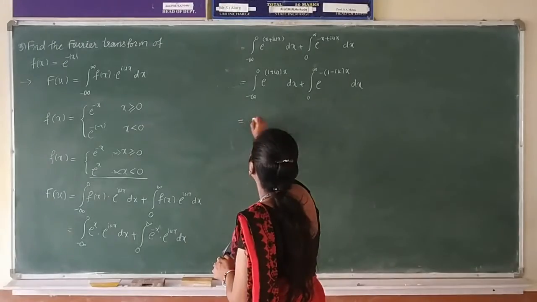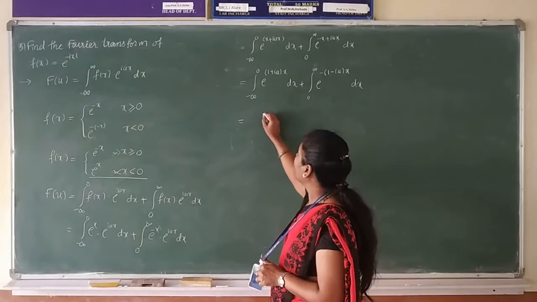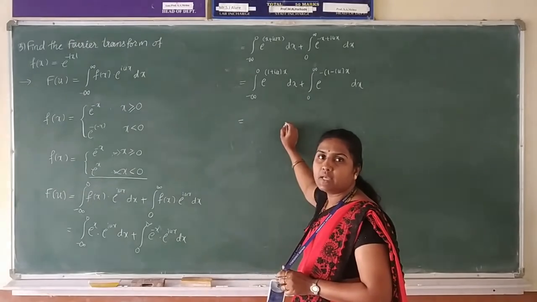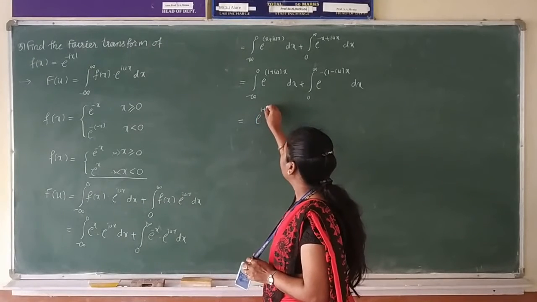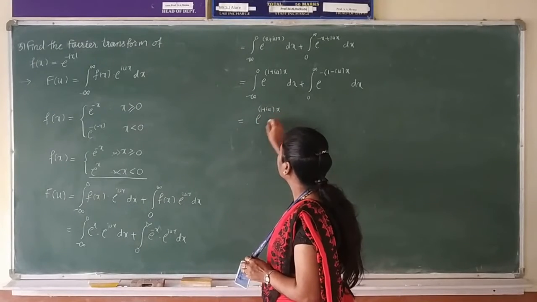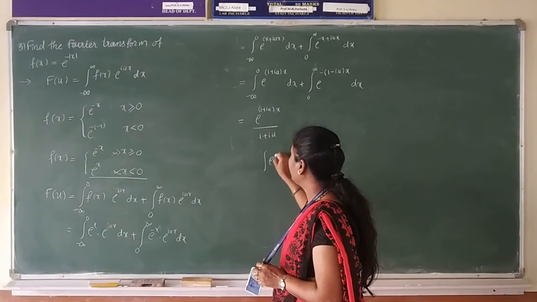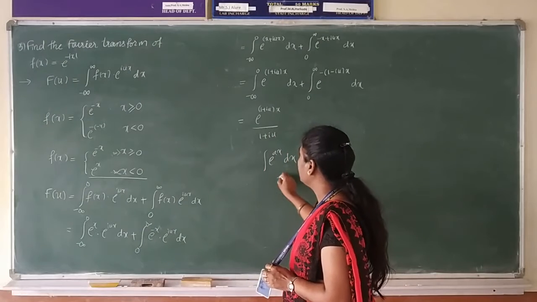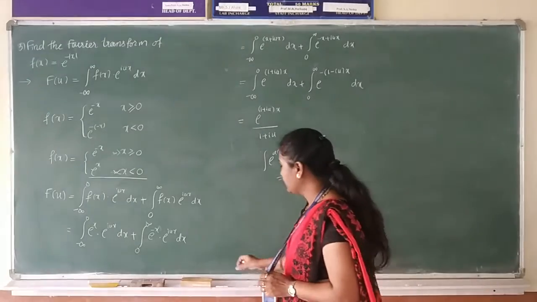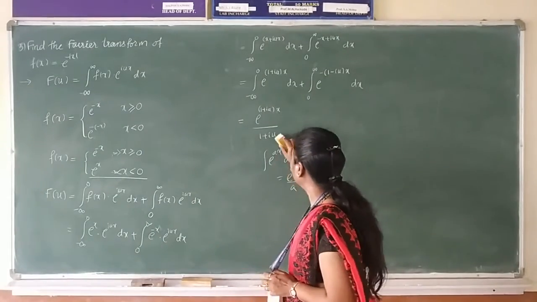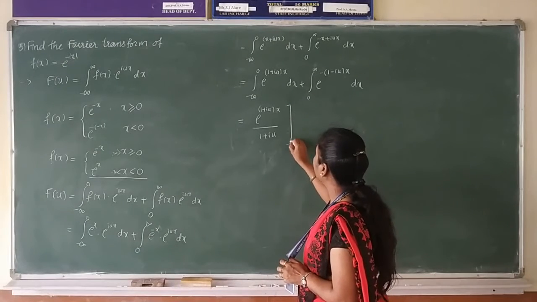Next we need to integrate this term. Directly we can integrate. Integration of e to the power (1 plus iu) x is e to the power (1 plus iu) x upon (1 plus iu). This is like integration of e to the power ax dx equals e to the power ax upon a. Here a is nothing but 1 plus iu, between the limits minus infinity to 0.